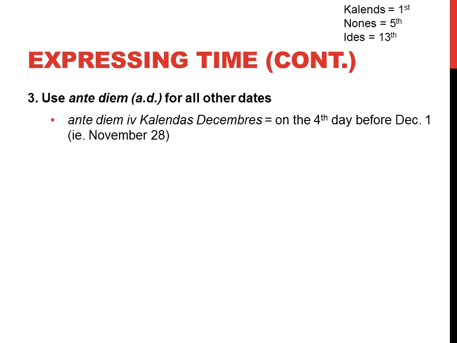Roman time is always expressed by going backwards, and this particular construction is going to use counting. So anybody who's a very skilled counter, this is going to be very easy for you. So ante diem IV kalendas decembres, on the 4th day before December 1st, that comes out to be November 28th. If you're thinking about that, going through it in your head, you might think that I did some funny math there. Well, let's look a little closer at this to see how it works.